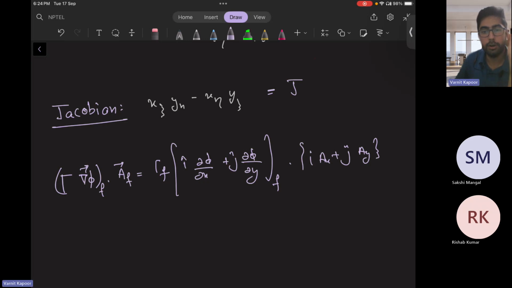We have somehow related all these things, φ_x and φ_y, in terms of φ_ζ and φ_η. So we have kind of related them. We have ∂φ/∂x and ∂φ/∂y, and we can substitute them into γ grad φ, that is the original expression we want to evaluate.